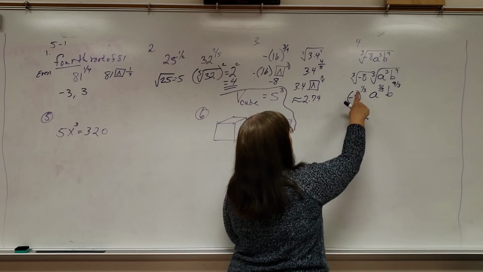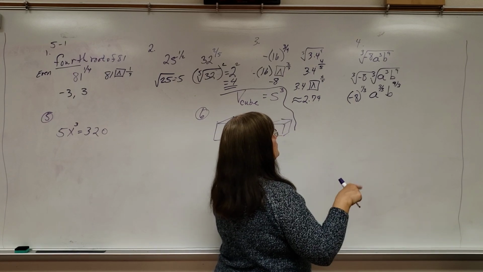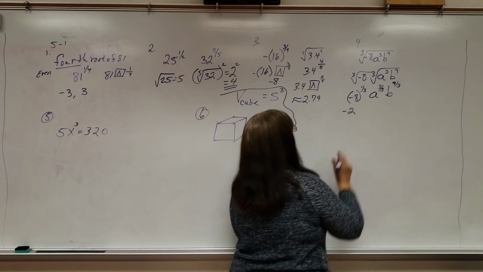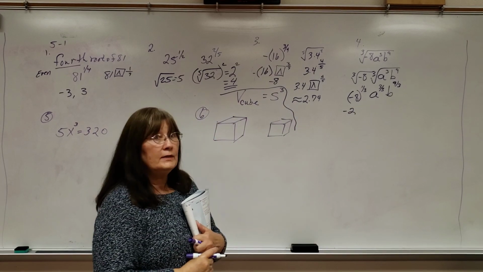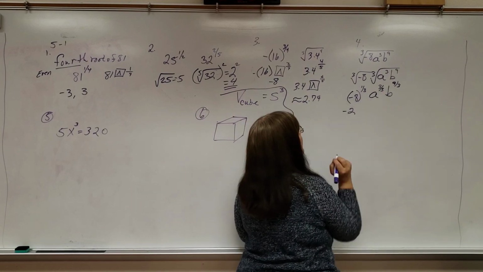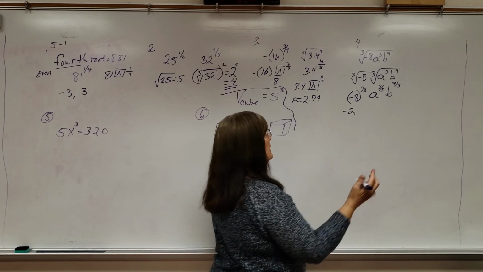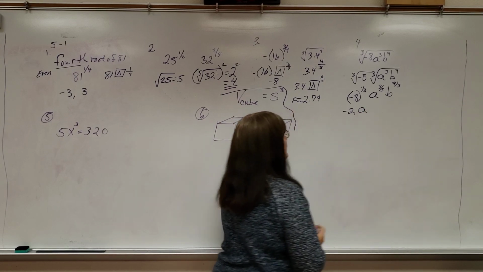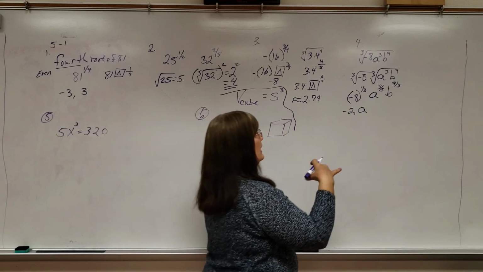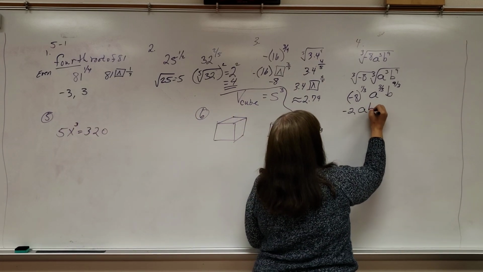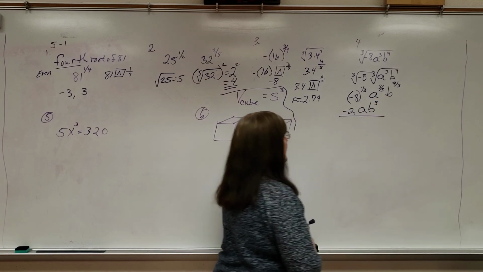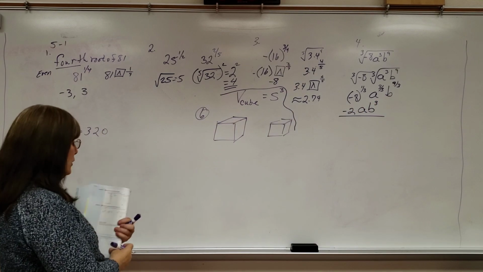All right, negative 8 to the 1/3. Well, 2 times 2 is 4 times 2 is 8. So that's negative 2. You can put that into your calculator. A to the 3 divided by 3. Well, 3 divided by 3 is 1, so you have an a left over. And then b to the 9 divided by 3, we end up with b. 3 into 9 is 3. So our answer is negative 2, a b cubed.